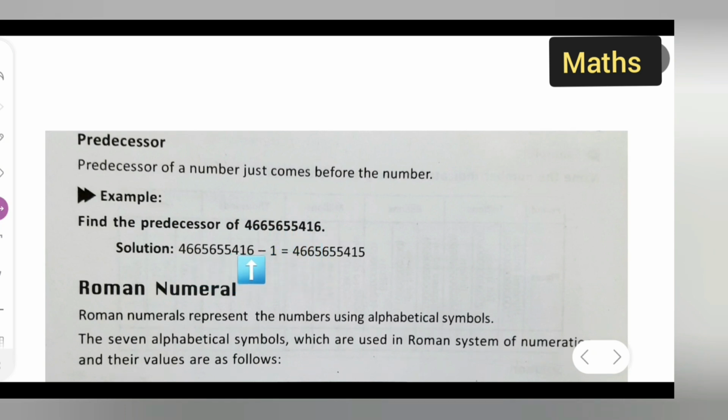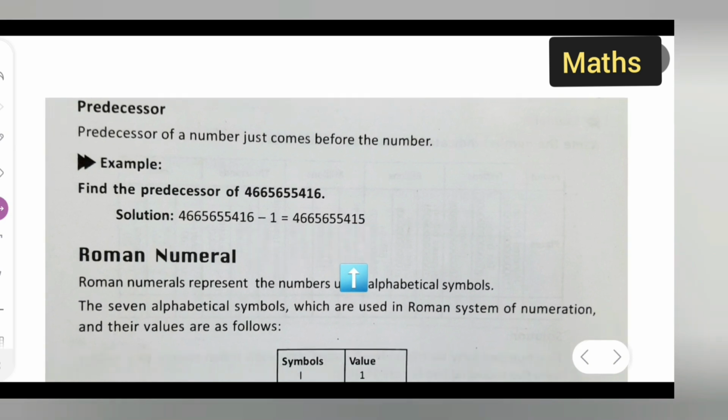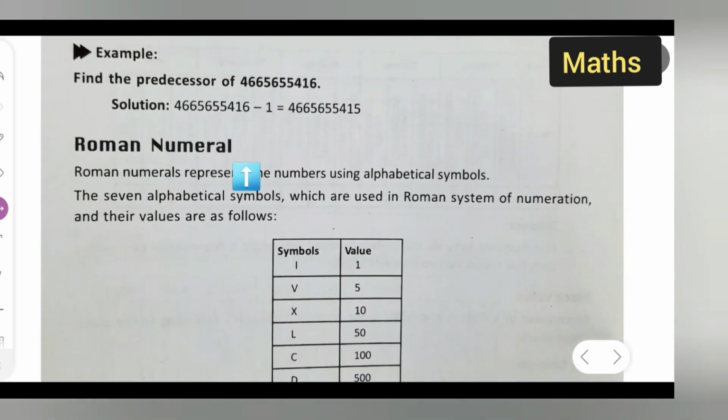now here the last number is 6, right? You'll have to make it 5. Rest everything is same. Next, what you'll have is the Roman numeral. Roman numerals represent the number using alphabetical symbols. The 7 alphabetical symbols which are used in the Roman system of numeration and their values are as follows.